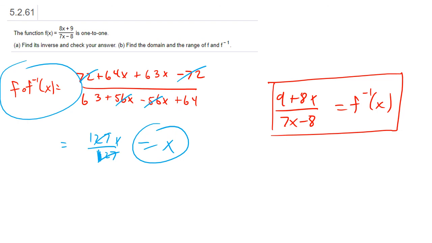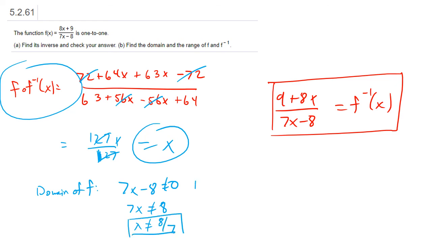So the domain of f, well, f is this rational function up at the top, (8x plus 9) over (7x minus 8). So we just need to make sure that denominator isn't 0. In other words, 7x can't equal 8, or x can't equal 8/7. And that just means that the range of f inverse is all y's except for 8/7.